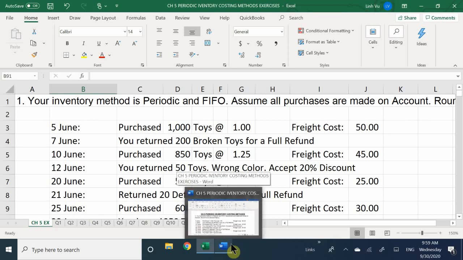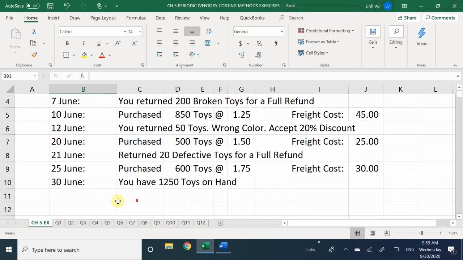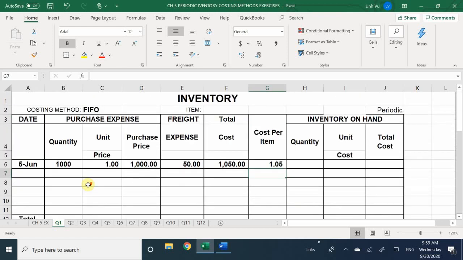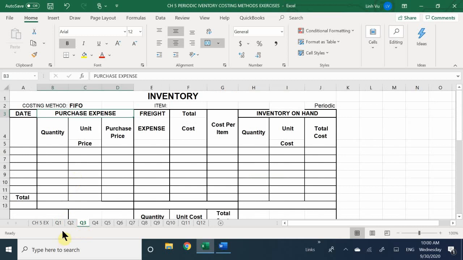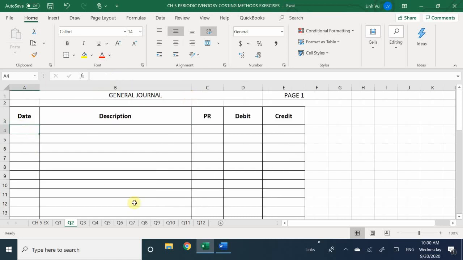Now, most oftentimes, if you dive right into the inventory worksheet, you're more likely to forget to journalize. So in this case, that is exactly what has happened. What's usually recommended is to actually journalize first. So in this case, for question number 1, I'm going to journalize my entry here in my question 2.